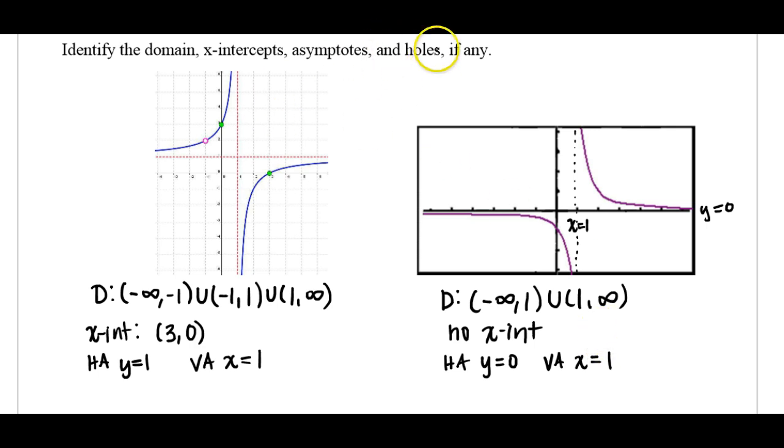And then finally, we're asked to identify any holes, and one of our graphs has a hole in it. The hole occurs at this coordinate point, so holes have to be written as coordinate points, and they're not always a number, 0.